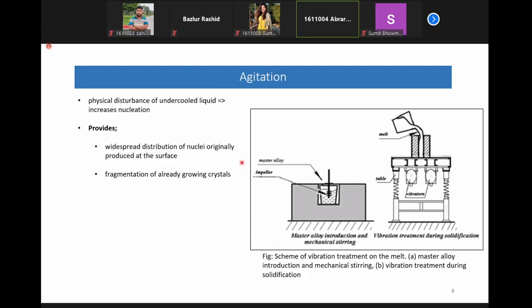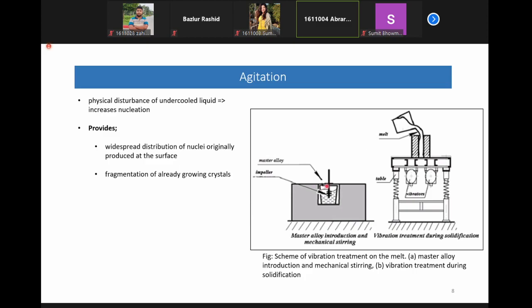The other process that we can use in terms of physically refining is agitation, where we can mechanically agitate the system to, one, distribute the nuclei so that they are more evenly distributed, but secondly, to fragment the growing columnar or dendritic crystals and prevent them from growing in a columnar fashion.